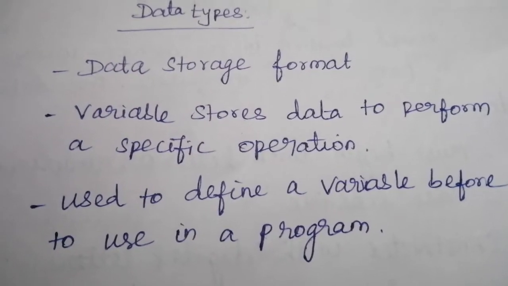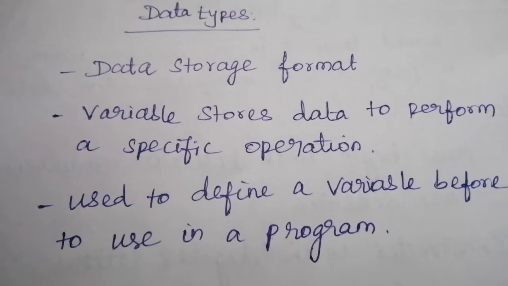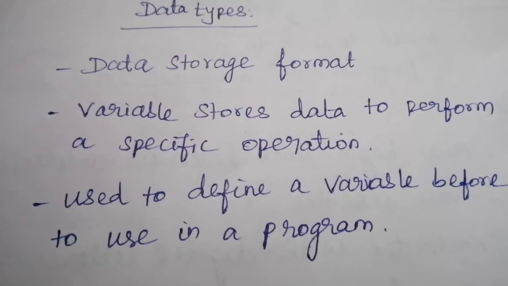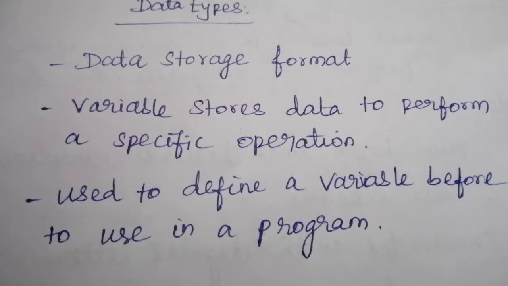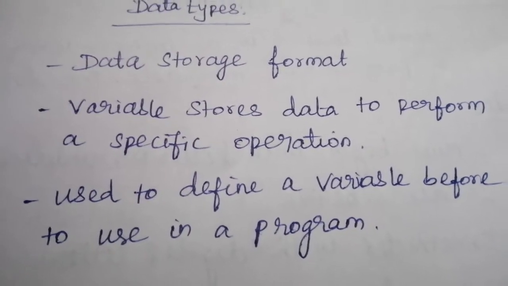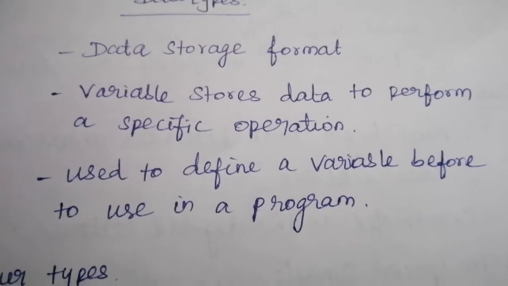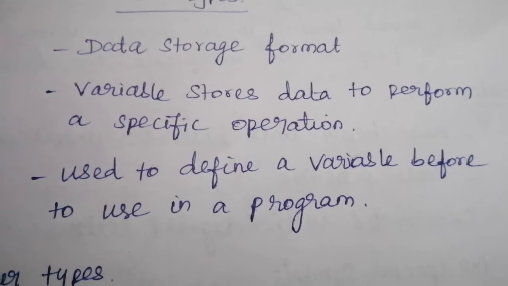Dear all, in this video lecture, I am going to talk about data types in C programming. Here we'll discuss one by one: what is a data type, what are the types of data type, and the example program. Now, what is a data type? Data type refers to the type of data.